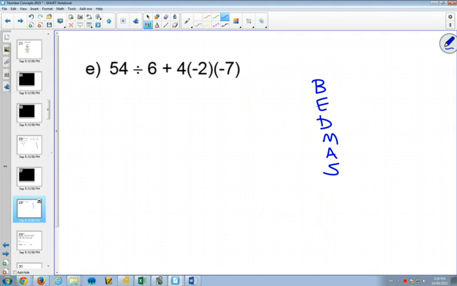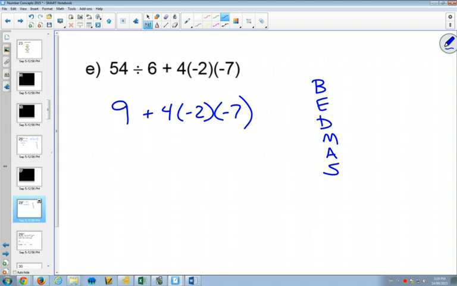No. Is there dividing? Yes. What is 54 divided by 6? 9. So we'll rewrite that and rewrite everything else just as it was. So notice when we do an operation, we change it, but we rewrite everything else just as it is. So now we've got 9 plus 4 times negative 2 times negative 7. So we did dividing, now we don't have any more dividing.